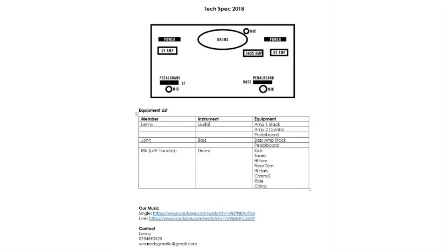So let's give you a brief overview of what a tech spec actually is. This that you are seeing is a tech spec. It's what we're going to be creating today. It's just a document, ideally a PDF, but you can do it as a Word document or whatever. It's just a way of you getting information to an engineer that is going to be engineering your gig.